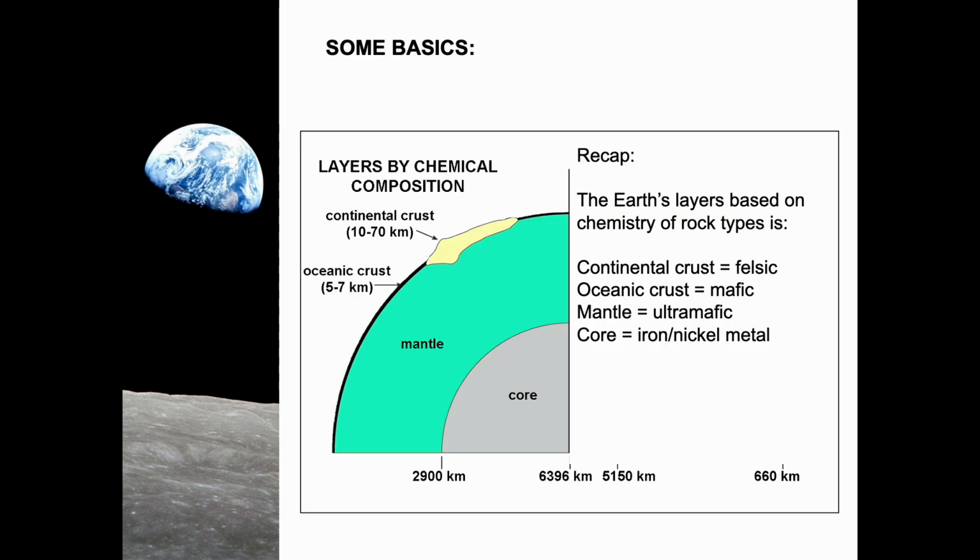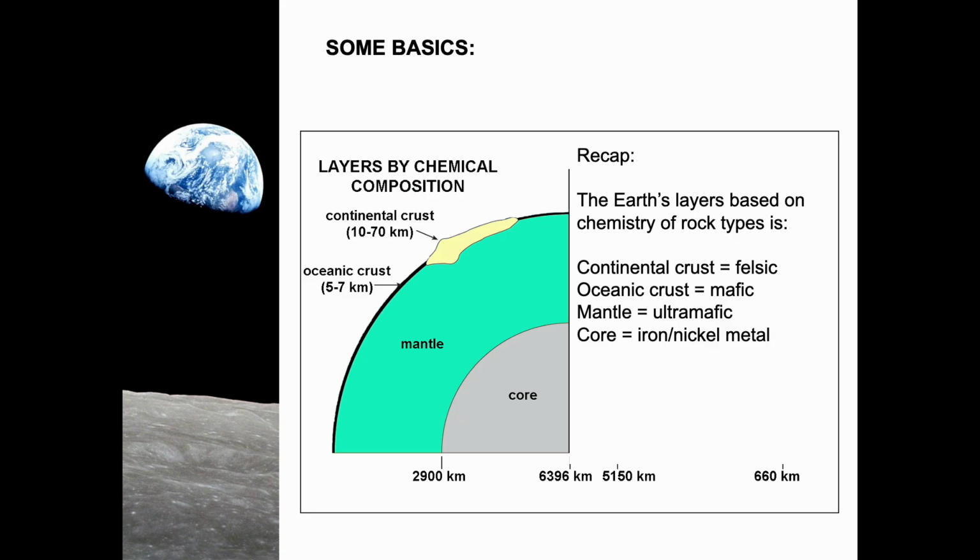So we've already discussed separating out the Earth's layers based on their chemistries. We have that metallic core area. Then we have the rocky mantle and crust. And the crust itself has two different compositions. Oceanic crust, basalt, is generally very thin, only 5 to 7 kilometers in most places. And then the continental crust is not only much thicker, but much less dense, being 10 to 70 kilometers in thickness in most places.